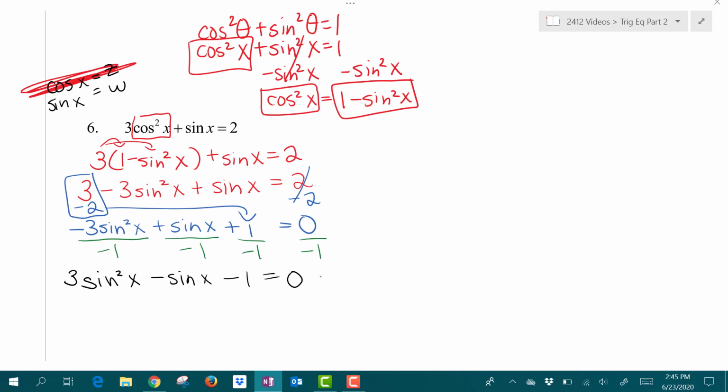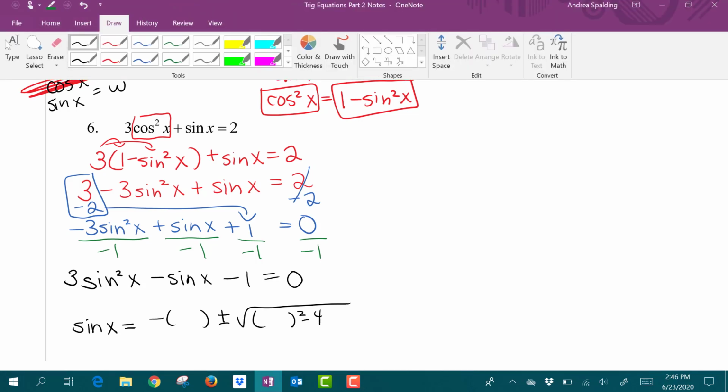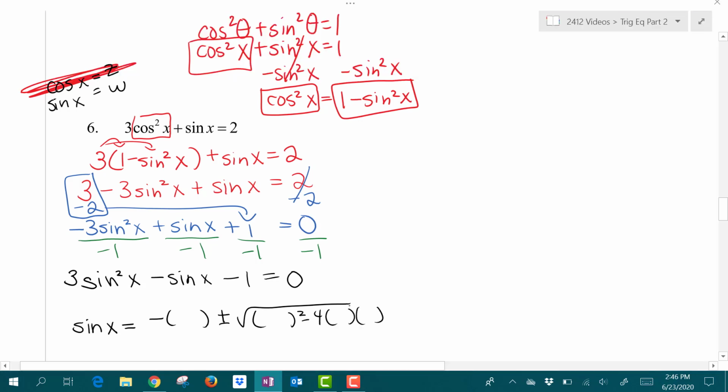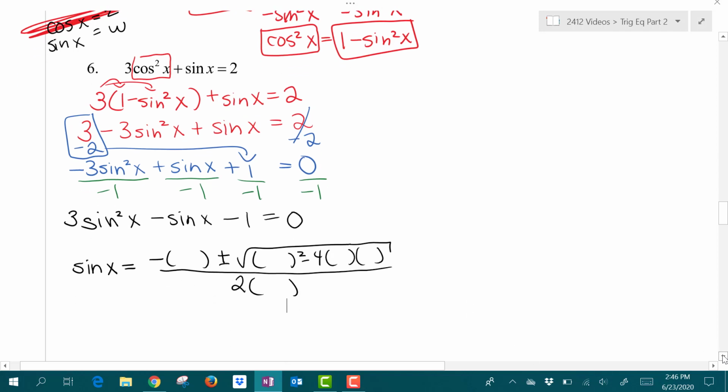Alright, so are we done? No. Remember, we need to solve for sine x. We want sine x by itself on one side. So our quadratic formula would be sine x is equal to negative b plus or minus square root b squared minus 4ac, all over 2a. So I like to put parentheses everywhere that I have an a, b, or c in my quadratic formula. And I'm just going to start plugging things in.